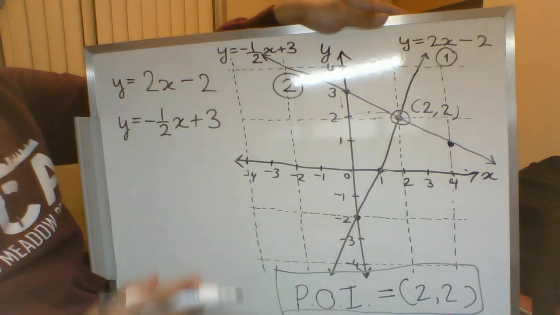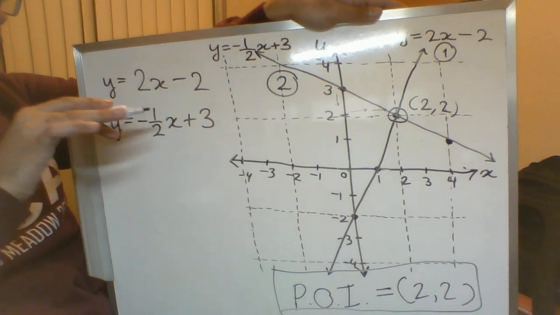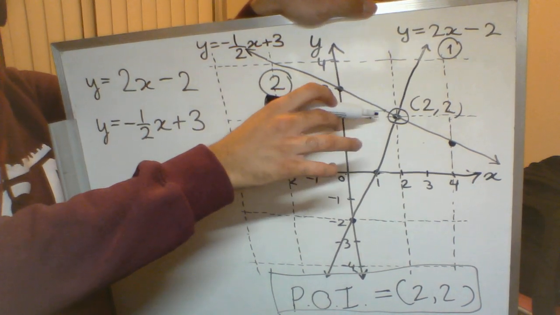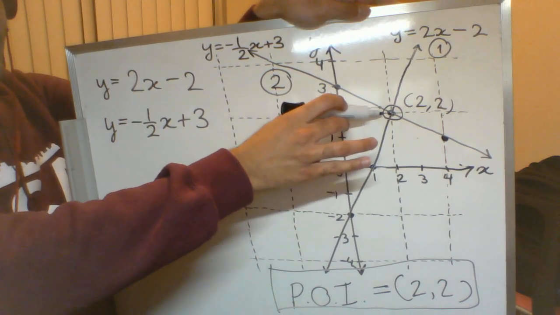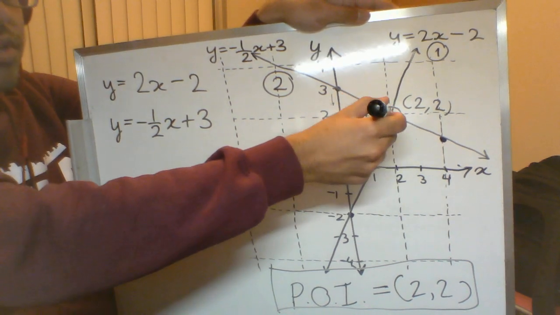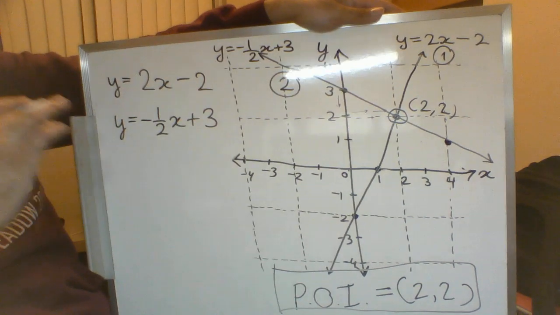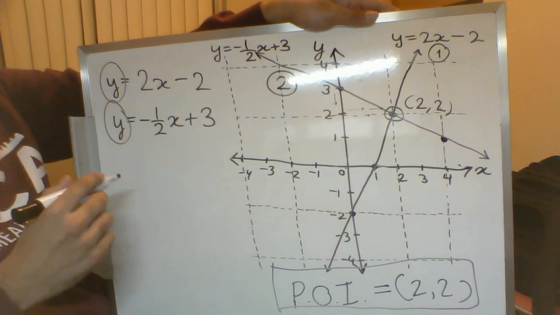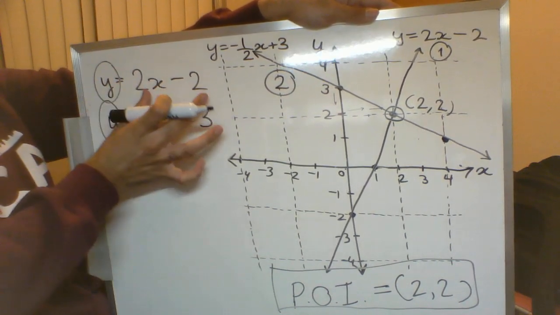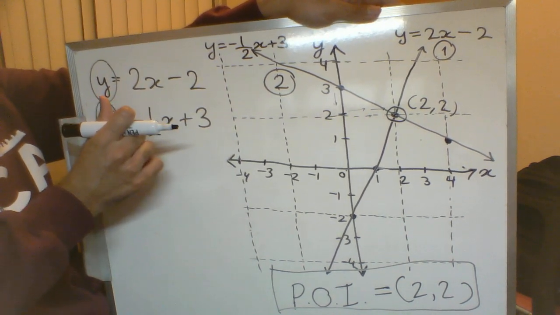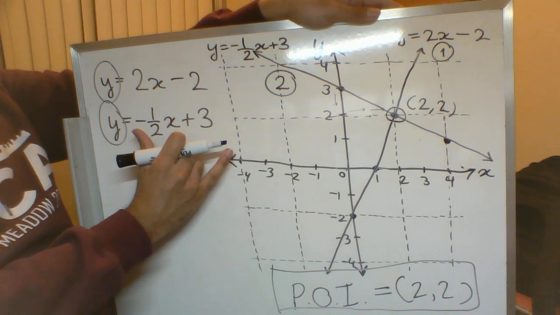The key thing you need to notice is that at the point of intersection, we're talking about the exact same point. They have the exact same x value and the exact same y value at this particular point. So these two y values are equivalent, which means I could say 2x minus 2 is equal to y, but y is equal to negative 1/2 x plus 3.